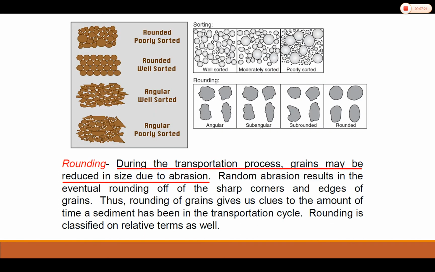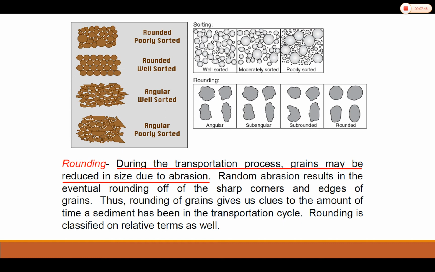And also during the transportation juga will cause to the rounding surface, meaning that the grains, the grain particles, the sediment during the transportations, dia akan collide each other, dia akan melanggar satu sama lain. So dia akan menyebabkan adanya abrasion, gesiran antara satu sama lain.